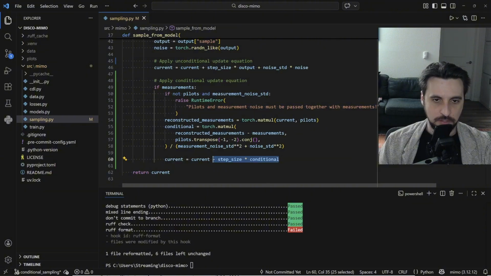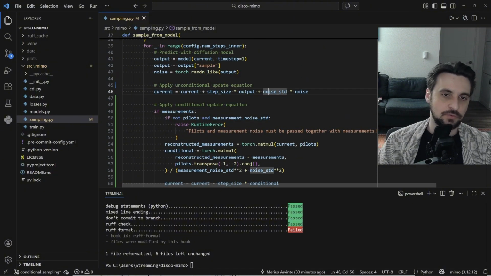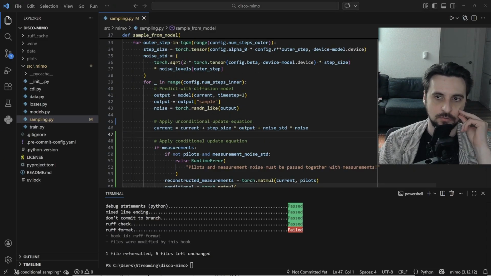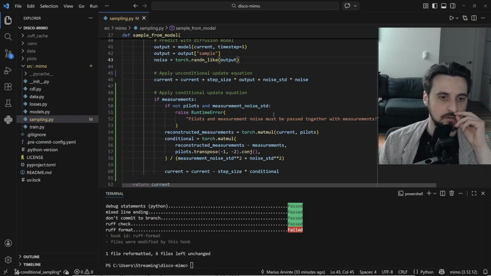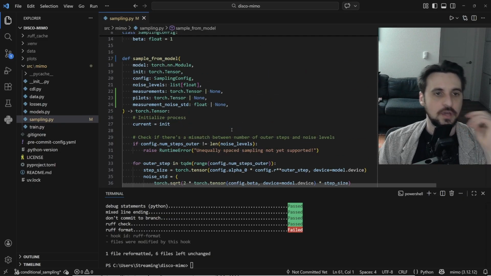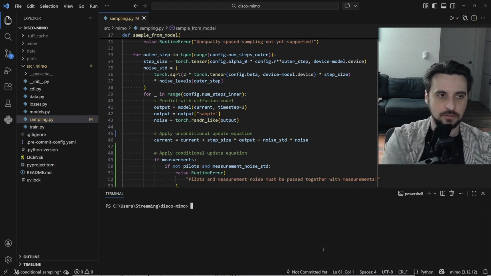We want to decrease this. And then the rest remains the same. This output is given by the model. It pushes the signal to a more likely direction, but in pure, just natural signal space. Okay, so then we're done here. So let's go back to training now.